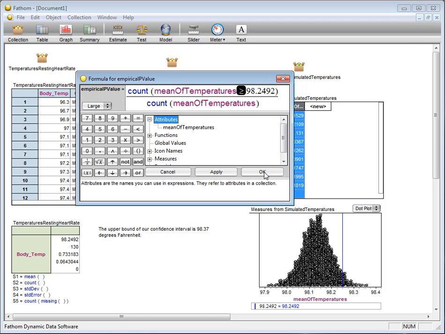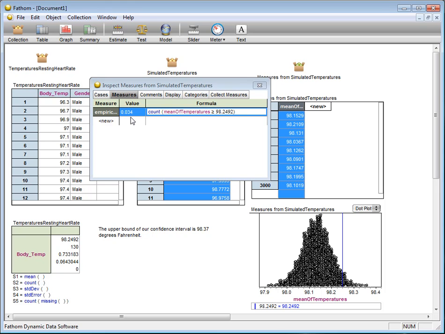So I did that, and I'm going to press OK, and now this is an empirical p-value we can work with. Now, when we take 0.034 and double it, we exceed our significance threshold of 0.05. So we would not reject the null hypothesis that 98.13 degrees Fahrenheit is a plausible mean body temperature. That means we need to continue hunting for the right boundary here.